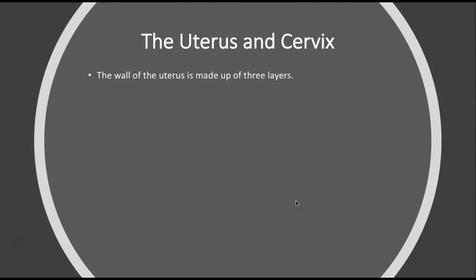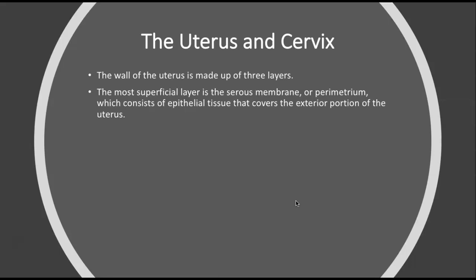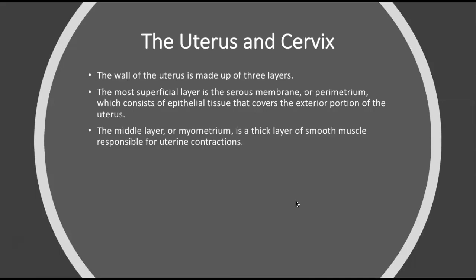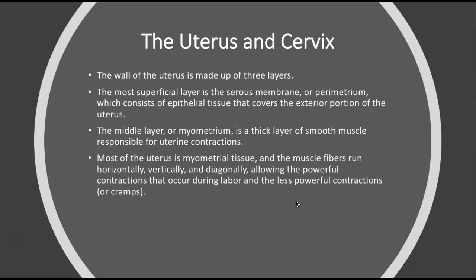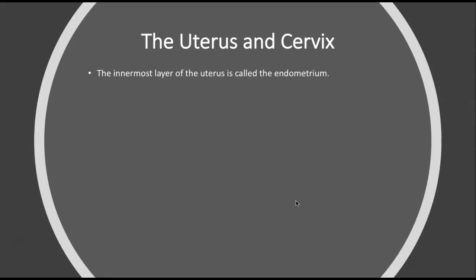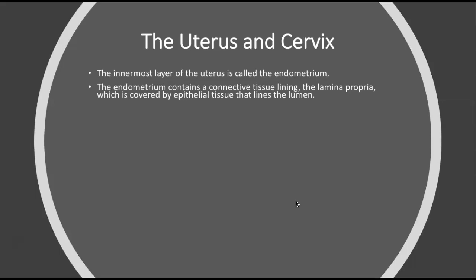The wall of the uterus is made up of 3 layers. The most superficial layer is called the serous membrane, and it consists of epithelial tissue that covers the exterior portion of the uterus. The middle layer, or myometrium, is a thick layer of smooth muscle responsible for uterine contractions. Most of the uterus is actually myometrial tissue, and the muscle fibers will run horizontally, vertically, and diagonally, and that allows for these powerful contractions that occur during labor, and also the less powerful contractions that we get during menstruation called cramps.